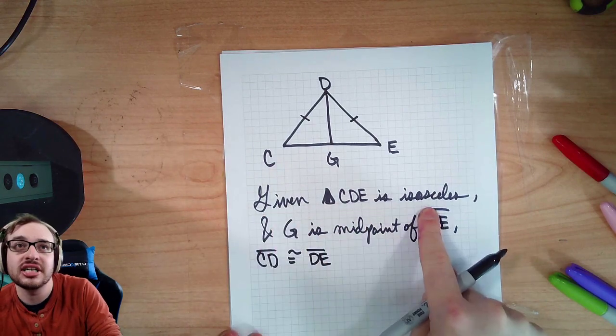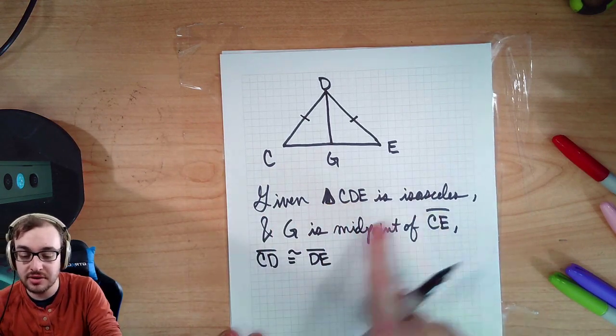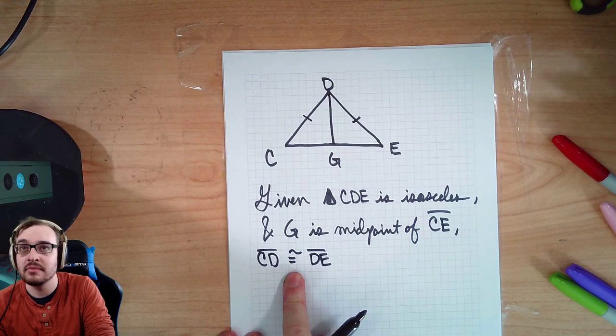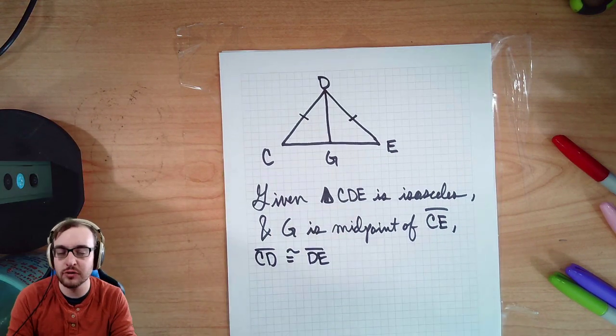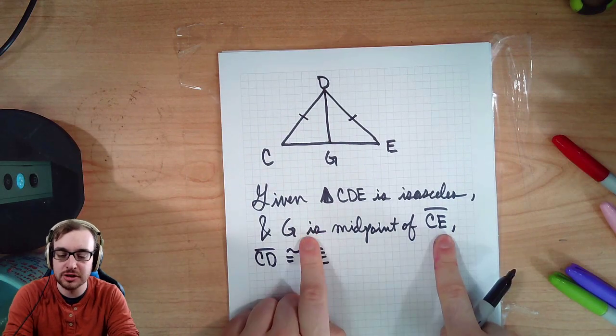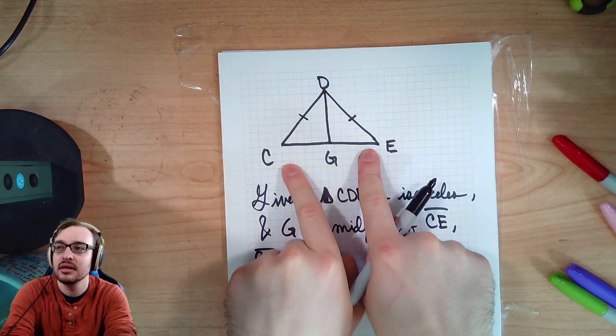So because it's isosceles, I know this. So there's my reason, there's my statement, right? My claim, right? These 2 are congruent. And then it's kind of a 2-for-1 here. And then I know that this is the midpoint. G is the midpoint of CE.